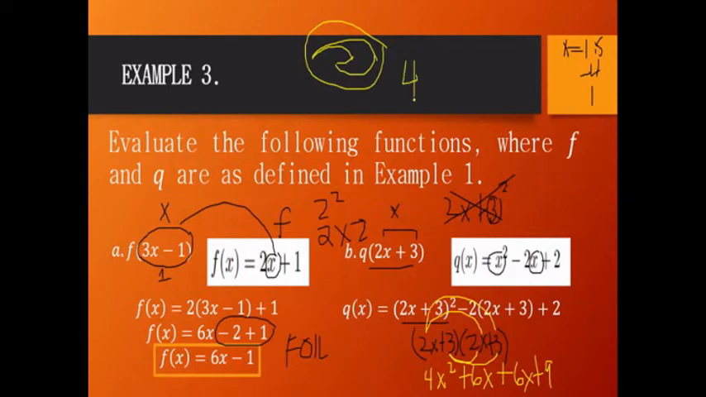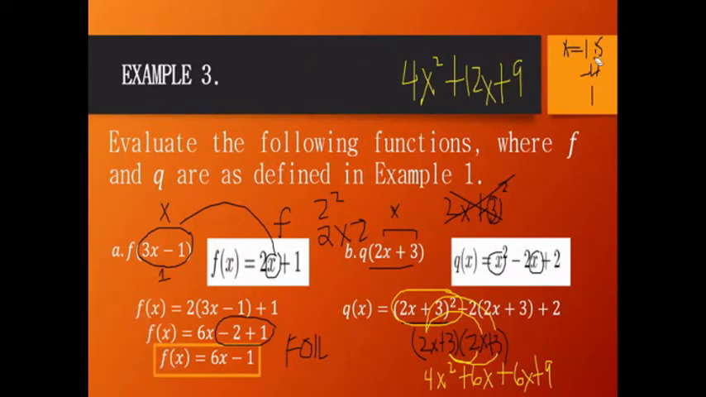So we'll be having 4x squared. Combine the two 6x. That would be 12x. And then copy positive 9. So this will be our final answer for this part. Okay, dito pa lang yan sa part na to. And then, before we go on, ituturo ko lang sa inyo yung shortcut natin.